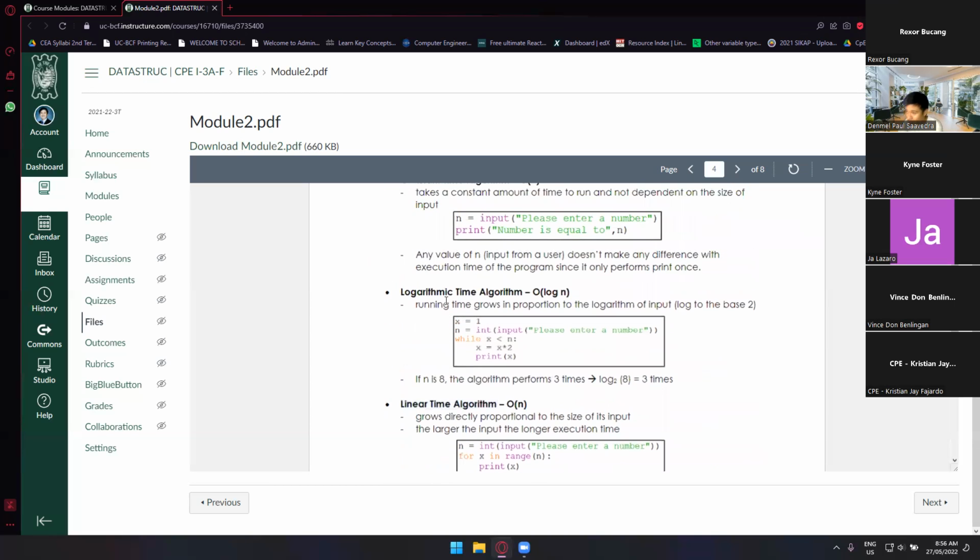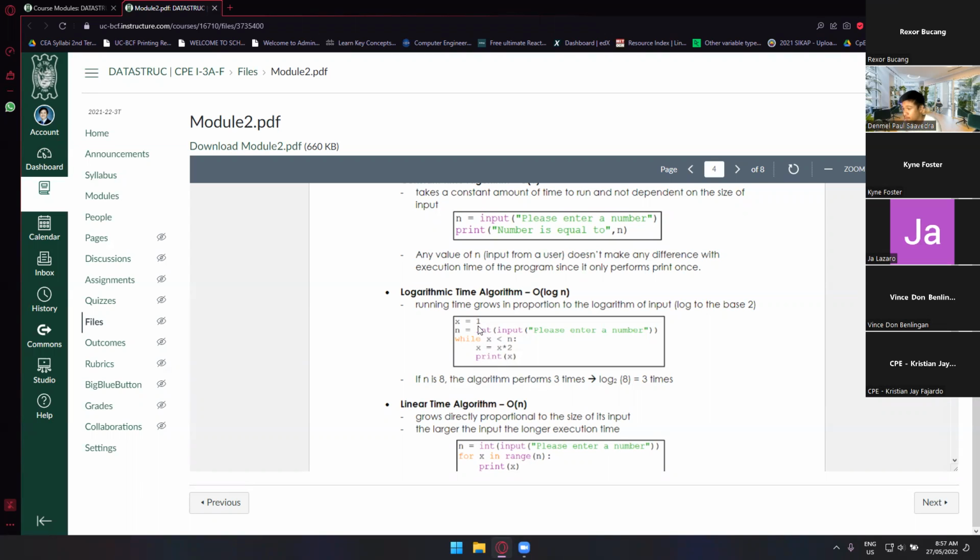So the first one is the logarithmic time algorithm, or O of log n. The running time grows in proportion to the logarithm of input, so log to the base 2. So we have this sample code right here. x is equal to 1, and then n is equal to, again, an input, but strictly an integer. And then while x is less than n, x is equal to x incrementing by 2, or multiplied by 2, depending on the last number.